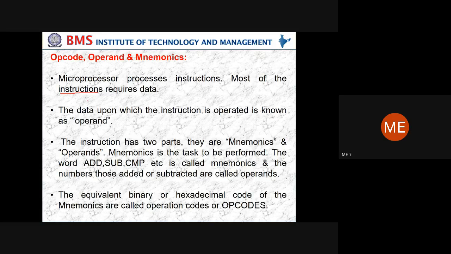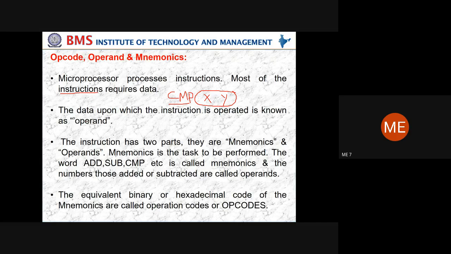Now, an instruction also has to be followed by data. That means most instructions require data. When I say CMP, compare of what? Comparison of two data that you are going to give, comparison between X data and Y data. So this instruction requires data for the operation to be completed.